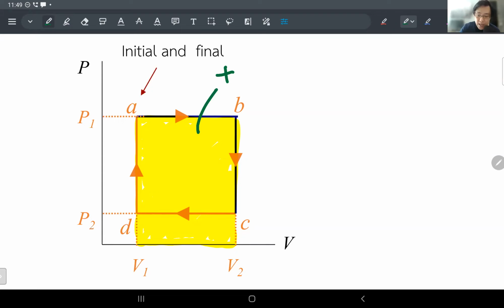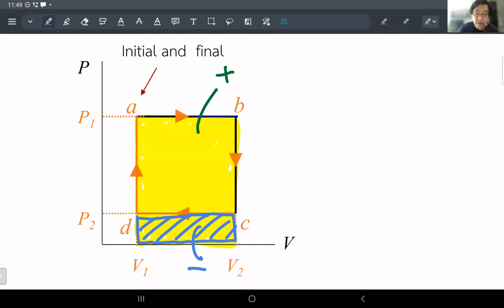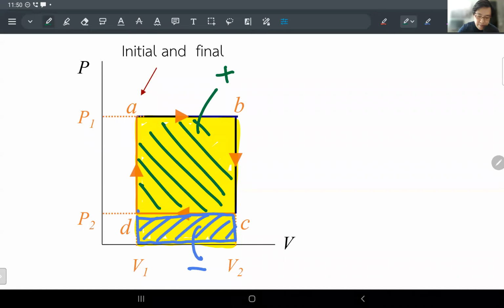Now C to D, you're going to get the area under the curve as well, but this one is going to give you a negative value of this area. You guys with me? We practiced that already in the first half of this lecture. All you have left is the area enclosed by this path, because going from D back to A won't give you any work done, no volume change. So at the end, the work done for a complete cycle is just the area enclosed by this. With me?